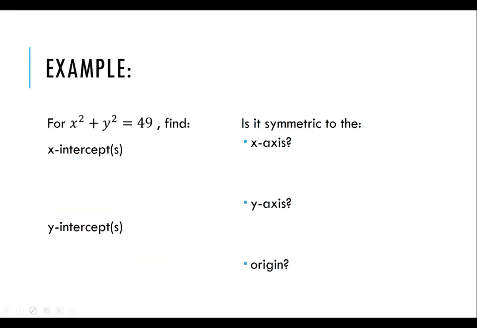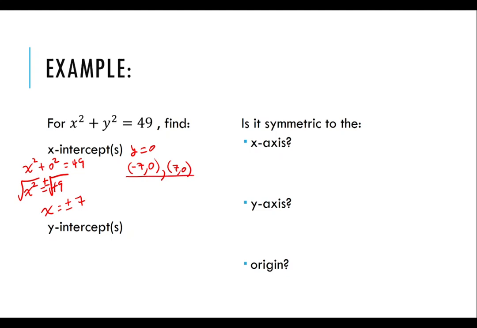For this one, we want to do the same thing. X-intercepts, y-intercepts, x-axis, y-axis, origin symmetry. X-intercepts, y equals 0. That is x squared plus y squared is equal to 49, where we replace the y with 0. Then this is going to give us x squared is equal to 49. Take the square root of both sides. Remember that when you take the square root of a square, it gives you plus and minus. And so this is then x is equal to plus or minus square root of 49, which is 7. So our x-intercepts are the values negative 7, 0 and 7, 0.